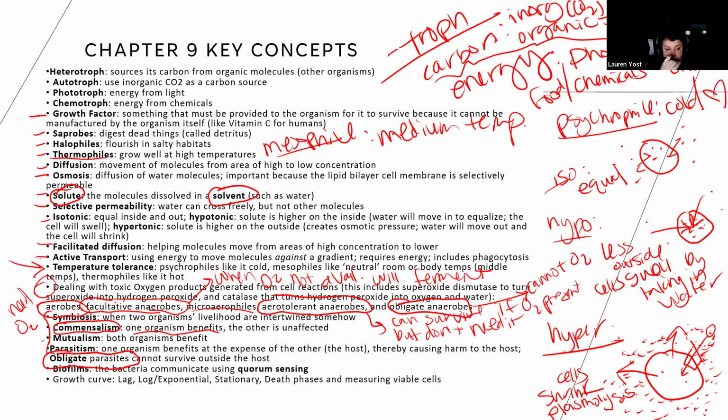We talk about biofilms and how bacteria can communicate with each other using quorum sensing, basically responding to chemicals made by the nearby bacteria to determine the health of that community and whether or not they want to stay in that. Then we had our growth curves. This was our lag phase, our exponential or our log phase, our stationary phase, that's supposed to be a flat line.